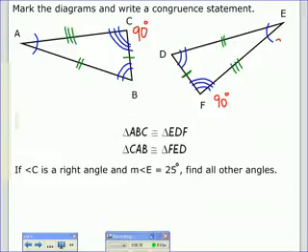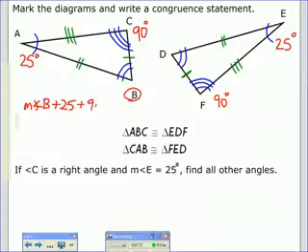We're told angle E is 25 degrees. That must mean its corresponding angle A is also 25 degrees. And then we're not given any information about angle D or angle B. But one thing we know about triangles is that the three angles in a triangle have to add up to 180 degrees.